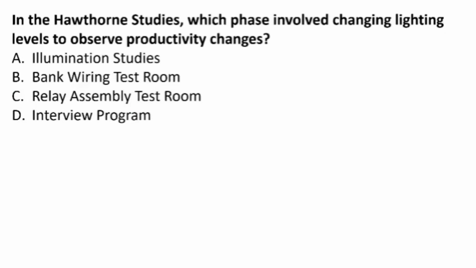Next, in the Hawthorne studies, which phase involved changing lighting levels to observe productivity changes? A. Illumination studies. B. Bank wiring test room. C. Relay assembly test room. And D. Interview program. Okay. So the right answer is option A, illumination studies. Clear?